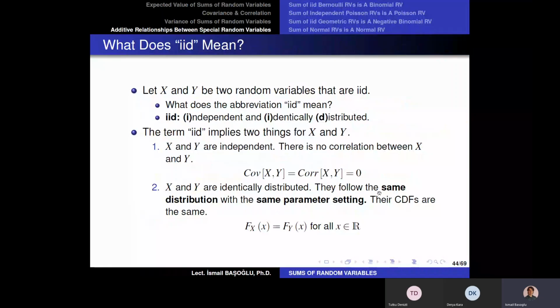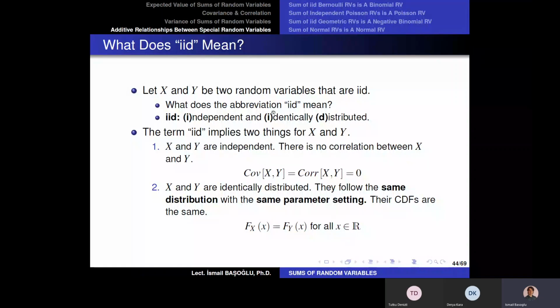This means they have the same cumulative distribution function, or in other words, the CDF F_X is equal to F_Y for all x values, which means they follow the same distribution with the same parameter setting. For example, if we have two normal random variables with the same location parameter and the same scale parameter, and if they are independent, then we say that these two random variables are independent and identically distributed. Bağımsız ve özdeş. Türkçesi bağımsız ve özdeş. Independent and identically distributed.